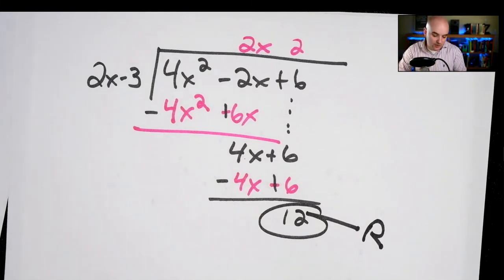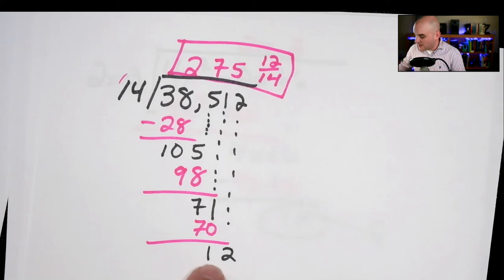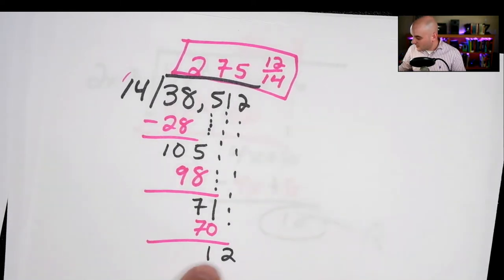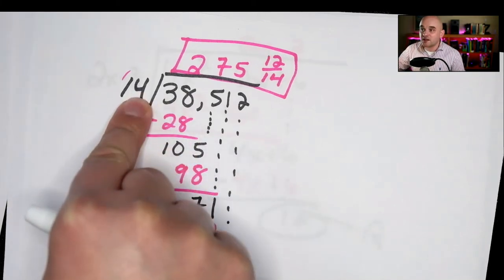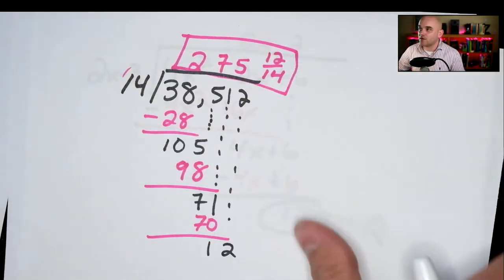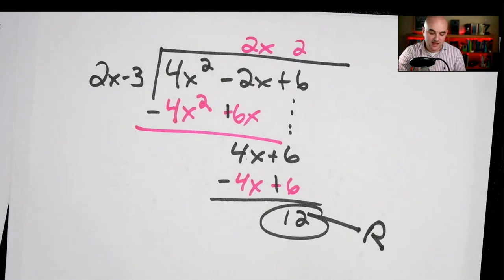Just like when we were doing the regular numbers, we had a remainder a second ago. Just so happened to be 12 also. Okay, it won't always be a remainder of 12. It's just coincidental. And so what did we do with that 12 when we had it as a remainder? We said it's still being divided by 14, so we put it as 12 over 14. We're going to do the exact same thing here.